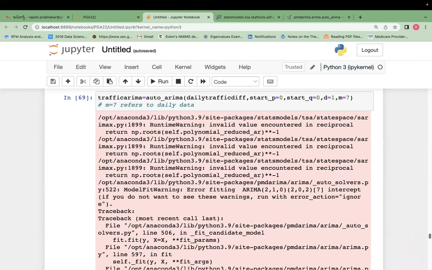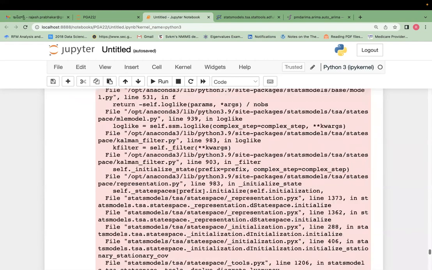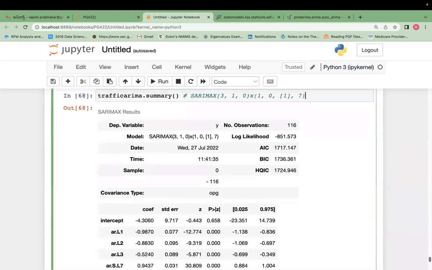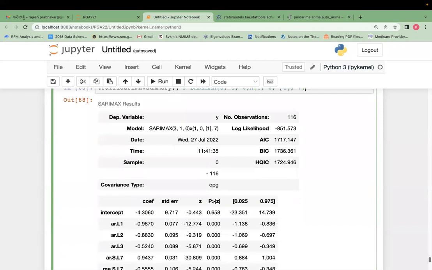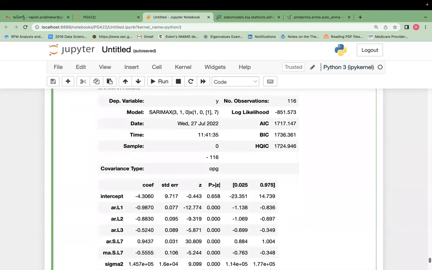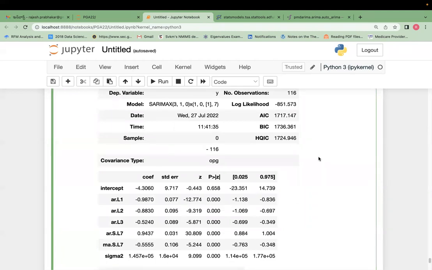Guys, got it, all of you? Yes, sir. So this is a summary. All of you got the same summary, right? The model is seasonal ARIMA 310101. 7 is the frequency. AIC is 1717.